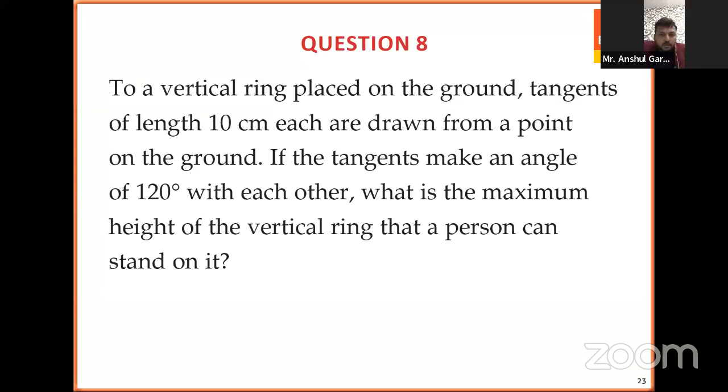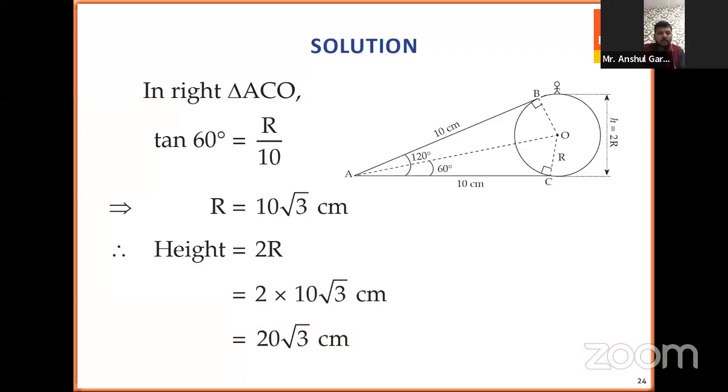Anybody else? 22/2, Shinjan, okay. 20√3, Anshika. Anybody else? 20√3, Renzi. Okay, I think we have one answer here. Ishan, 20√3. Prajwal, 20√3. Okay, so I think we can move on to the solution. So let us move to the solution.